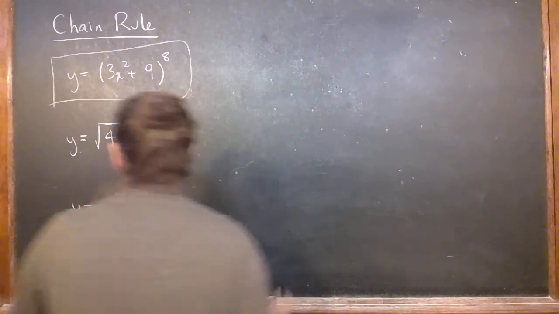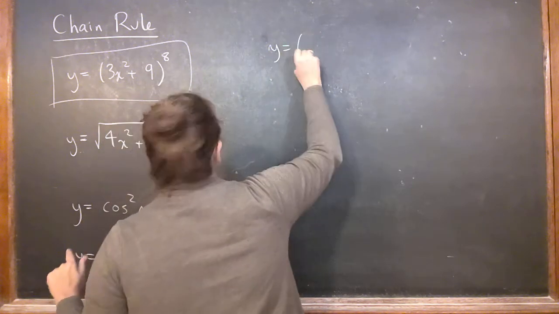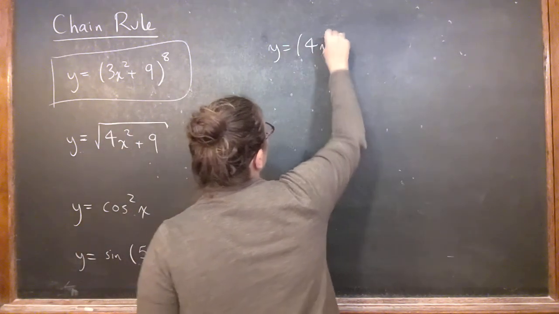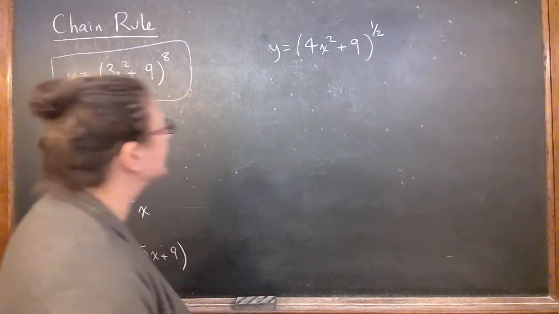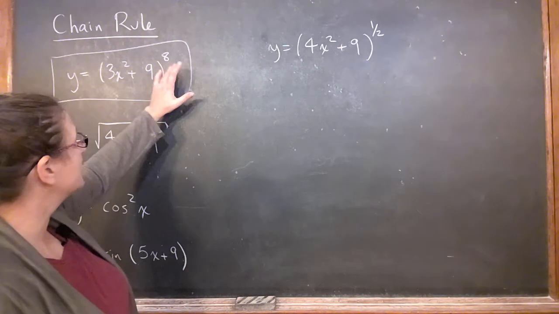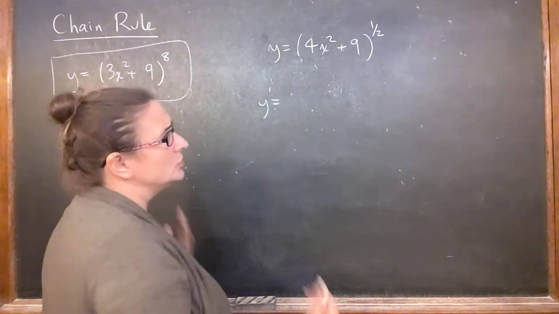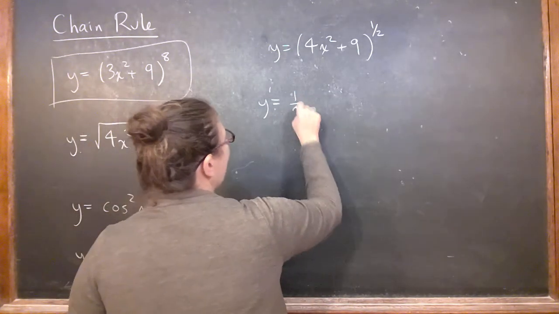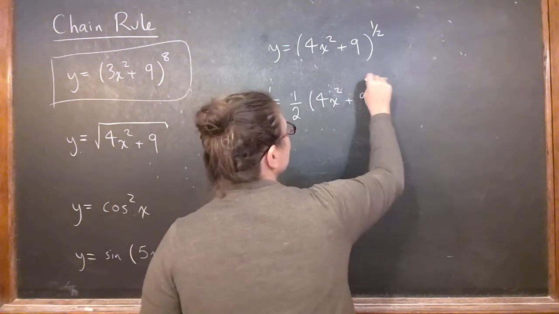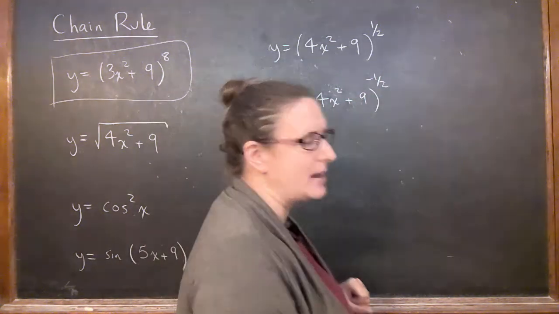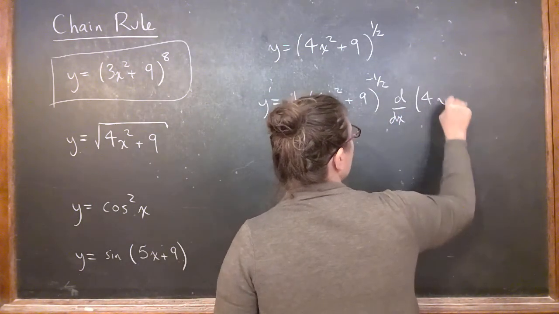Okay? So for this next one, I'm just going to write it like this. y equals (4x squared plus 9) to the 1/2. So this is very similar to the previous one, except instead of an 8, we have a 1/2, right? But you're still doing the power rule, so it would be 1/2 times my inner function to the negative 1/2, right, the 1/2 minus 1. And then I'm going to take the derivative of that inner function.